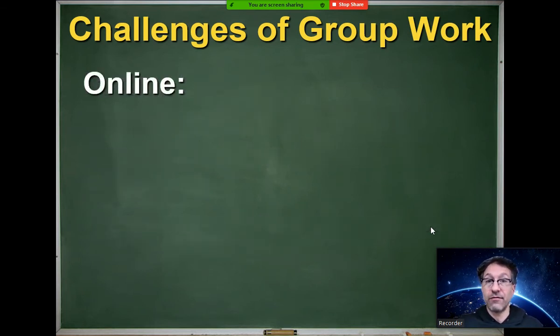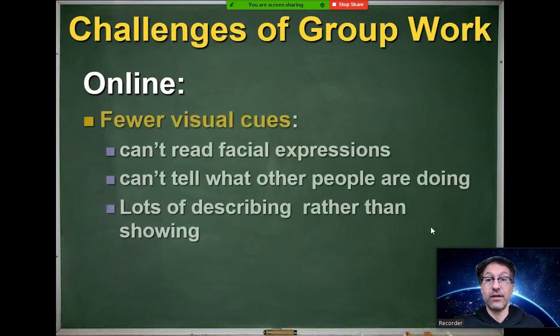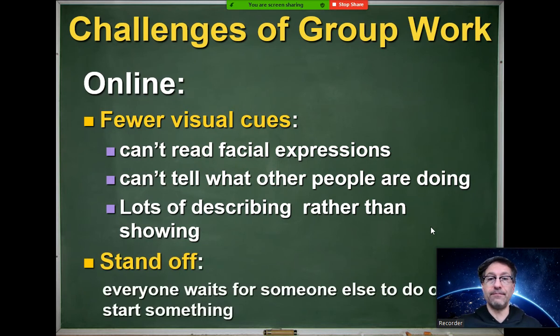Now, in an online environment, there are some particular and unique challenges. And most importantly, there are fewer visual cues. So we can't read one another's facial expressions very easily. It's hard to tell what the other people in your group are actively doing at any moment in time. And when you're trying to share your ideas or your work, you're doing a lot of describing rather than just being able to point at things and show people what you're working on. And then we have the good old standoff.